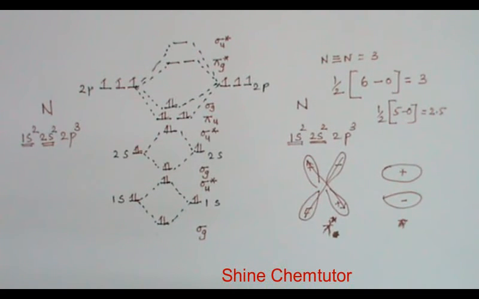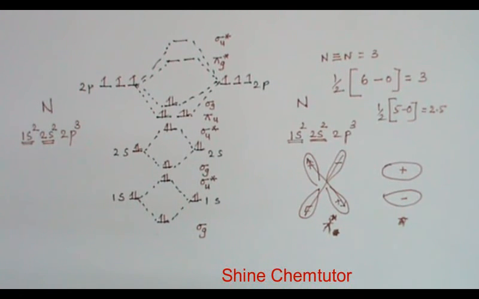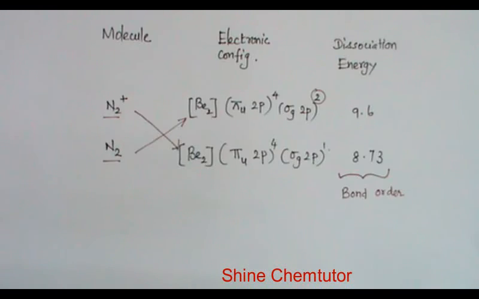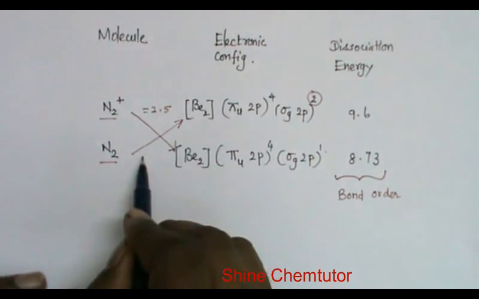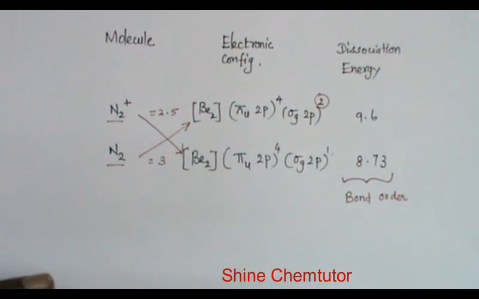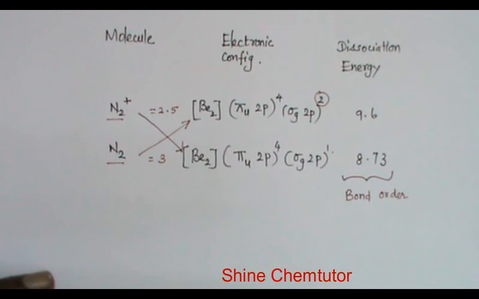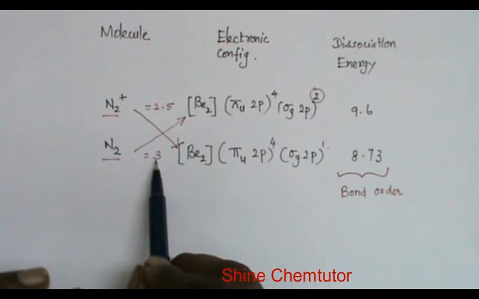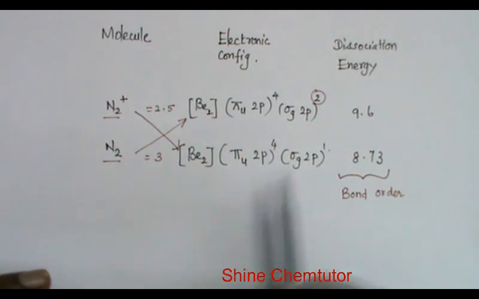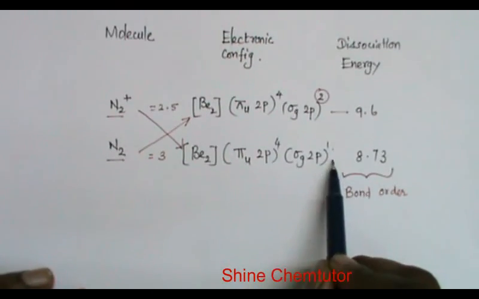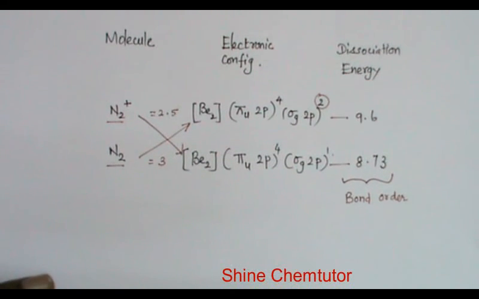If the bond order is less, it can be easily broken. So the dissociation energy will be less. So for N2 plus, the bond order it is 2.5. For this it is 3. So the energy required to break this bond will be higher. For this it will be lesser. So here it is higher, it is lesser. So I match that.